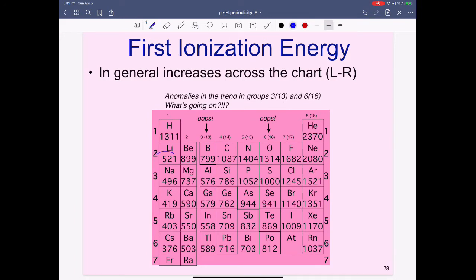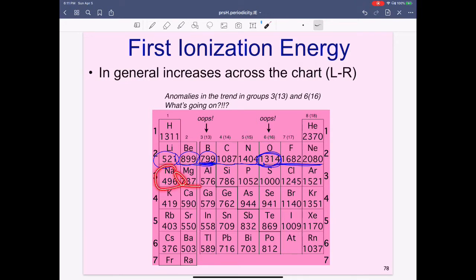You notice that lithium has a value of 521, and then it's higher, 900, and then there's an oops right here for column 3 or 13, the boron column. And then the trend is restored, higher again, 1400, higher still, and now there's an oops again right here in column 16 or 6. The trend is restored as we proceed across the chart. You'll see the same thing happen in all of the columns.